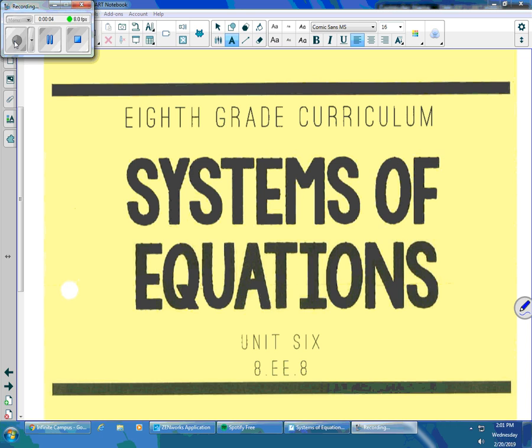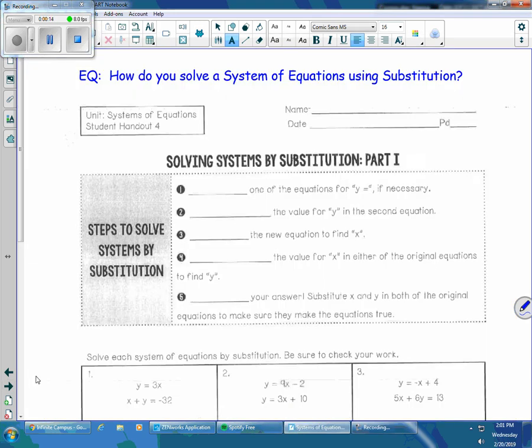This is Module 4, Systems of Equations. You should be in your supplemental packet that has a front cover similar to what you're seeing here. I would like you to please turn to the page that says Student Handout number 4 on the top left. It should be on or about page 17. And I would like you to add the essential question at the top: How do you solve a system of equations using substitution?